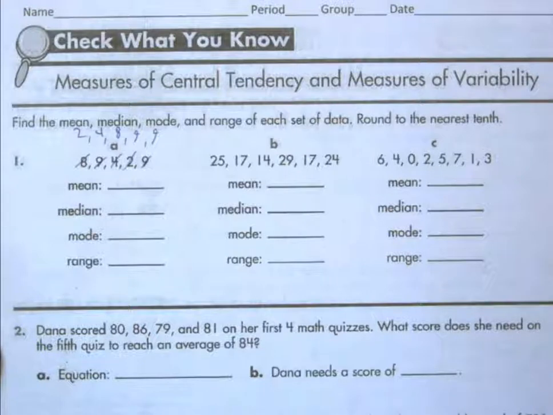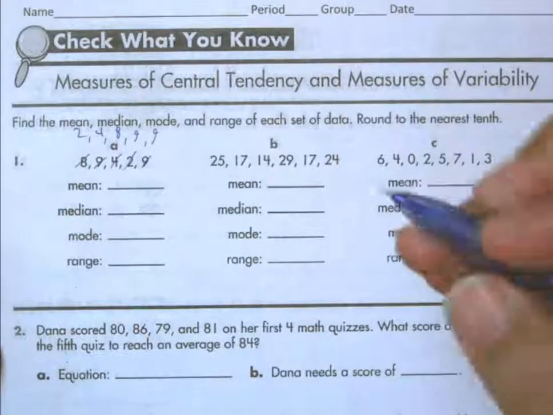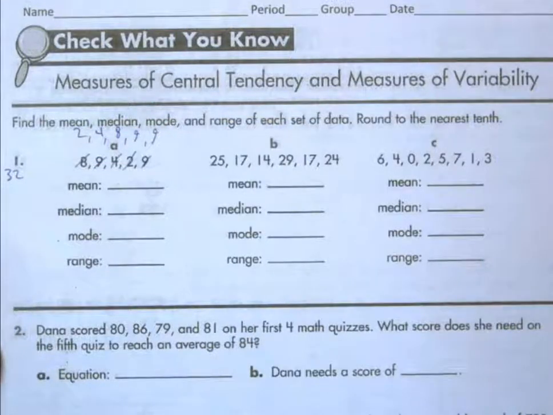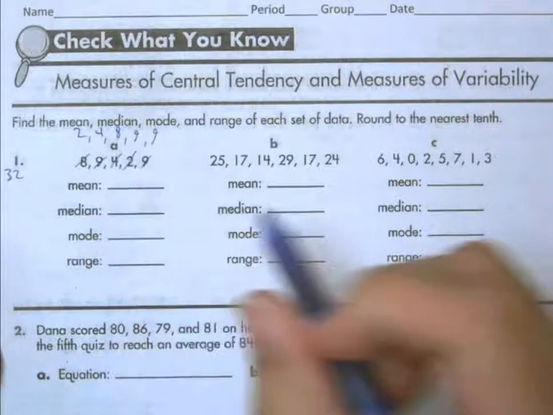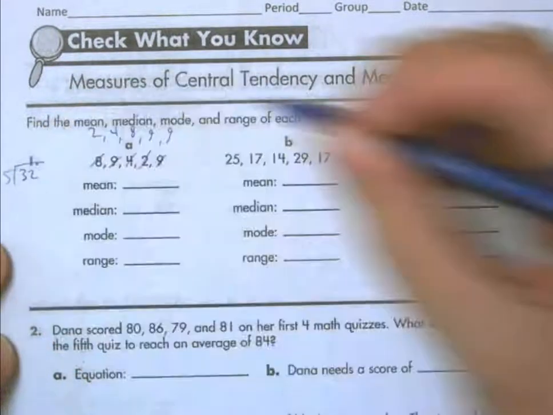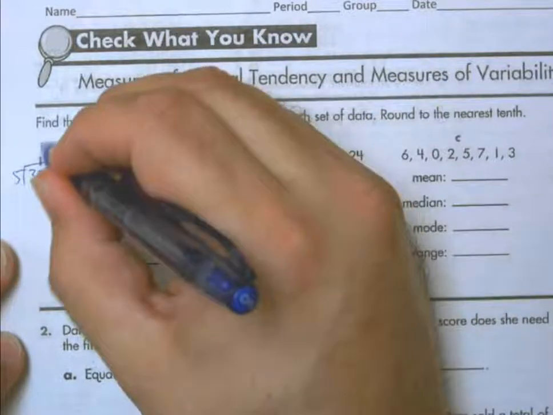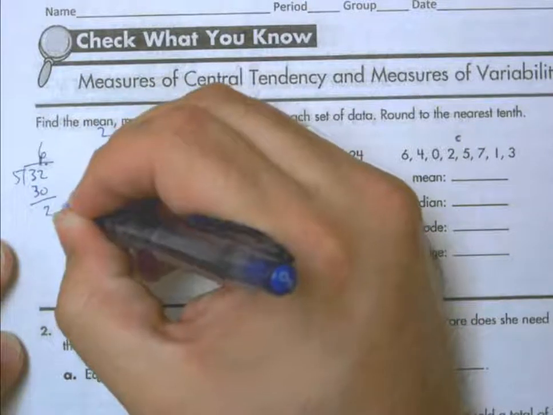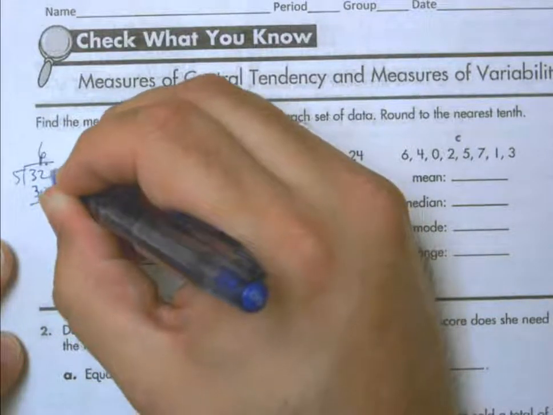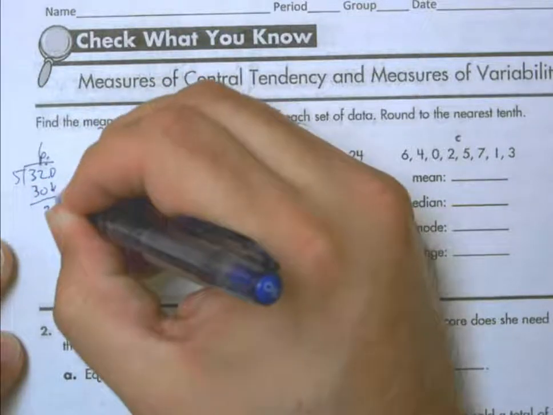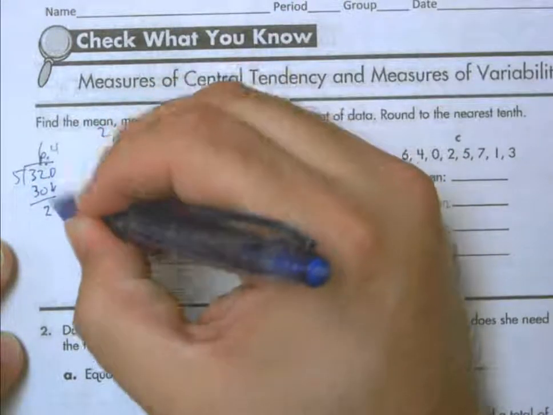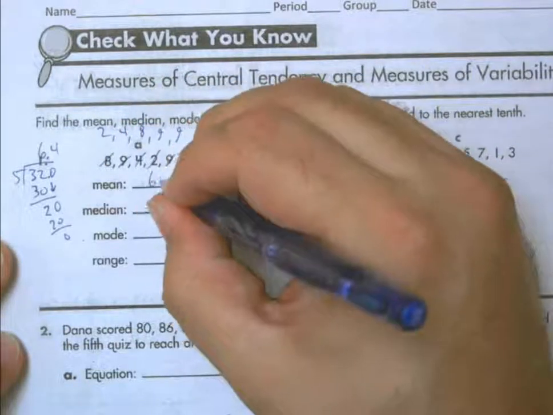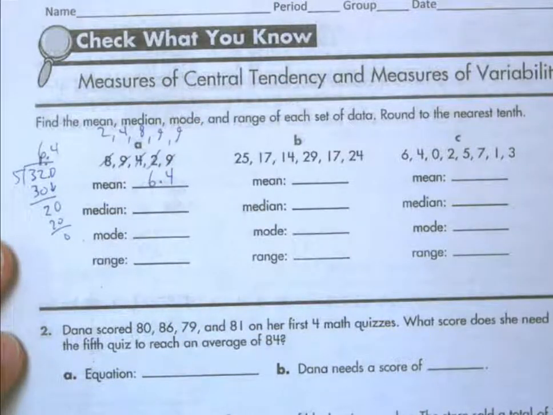When I do that, I'm going to get that the sum of them is 32. Then I'm going to divide by the number of numbers, 1, 2, 3, 4, 5, so 32 divided by 5. That's going to be 6. 6 times 5 is 30. When I subtract, I get 2. Create a 0, bring it down, and then 4 times 5 is 20. So then I get 6.4, 6 and 4 tenths, is my mean.